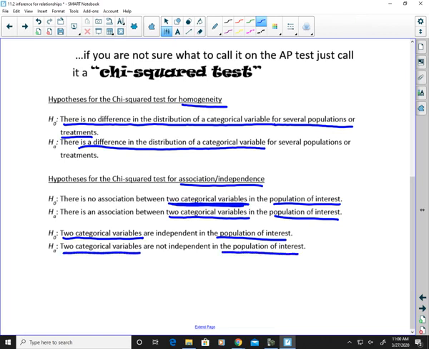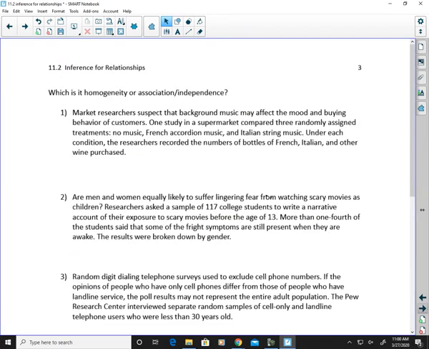So you can see the difference of how it was conducted will change what kind of test you're doing, but the test itself will be conducted in exactly the same way because there's that real relationship as you saw there. So on this next page, we're going to try to see if we can tell which kind of test we're doing. Is this a homogeneity test or is it an association independence test?